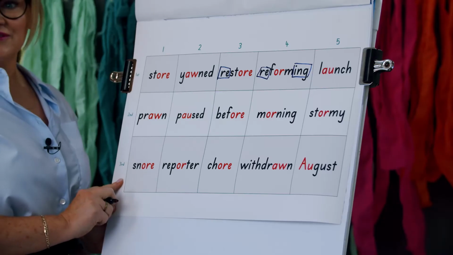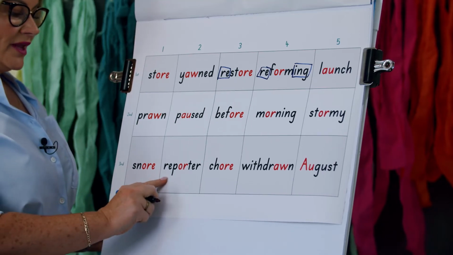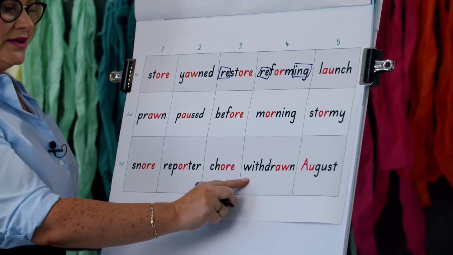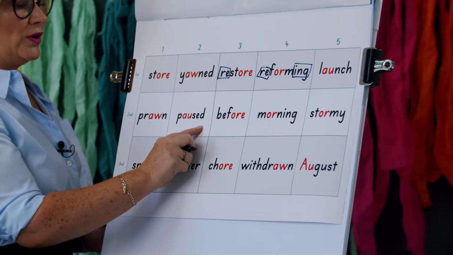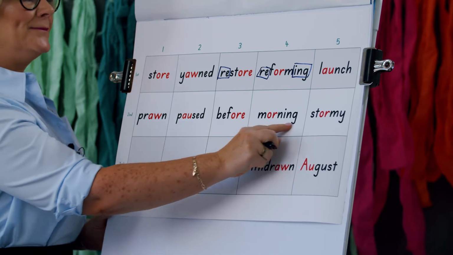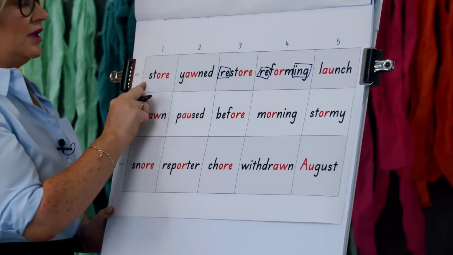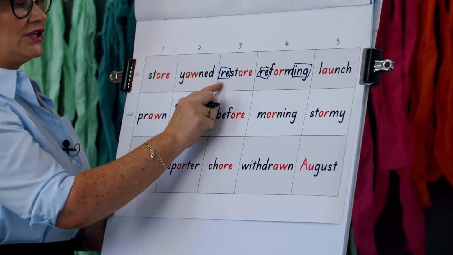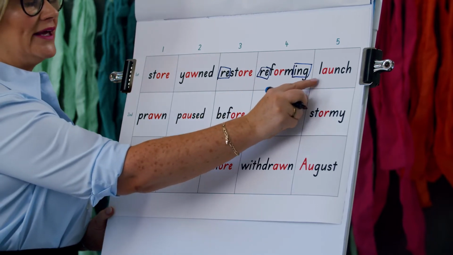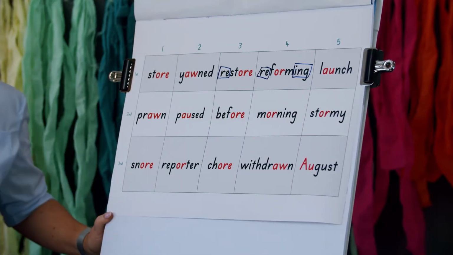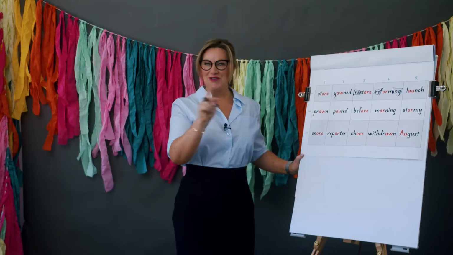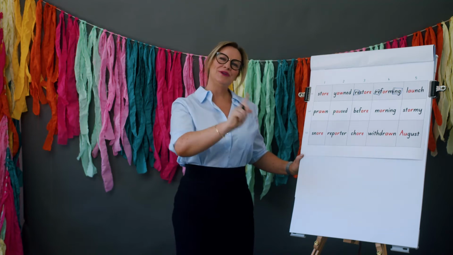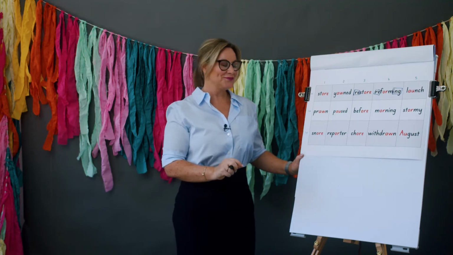Let's start at the bottom and go from third to second to first. Let's go. Snore, reporter, chore, withdrawn, August, prawn, paused, before, morning, stormy, store, yawned, restore, reforming, launch. Terrific. Great job. Remember, if you would like to do that again, you just need to pause me, do it on your own, and come back when you're ready.